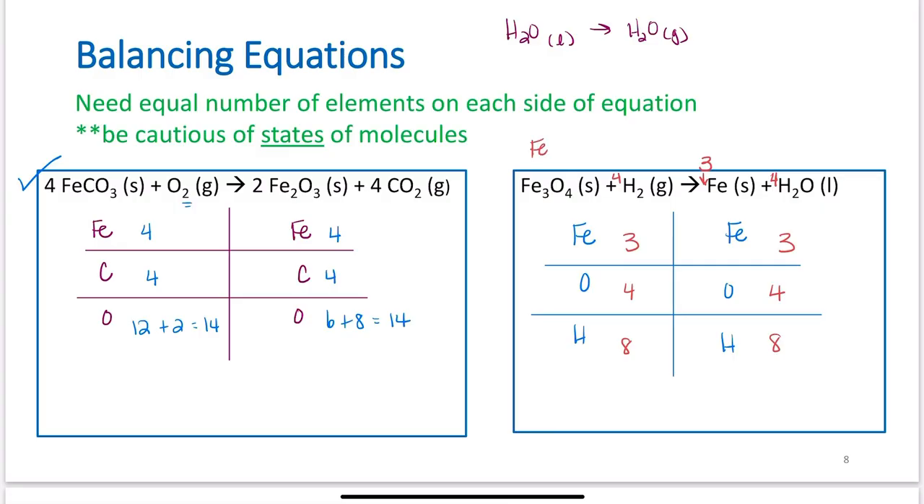Now I have 8. Let's rewrite this to make sure. Fe3O4, 4 H2. Oh, don't forget your states. 4 H2 gas, 3 Fe solid, and 4 H2O liquid.